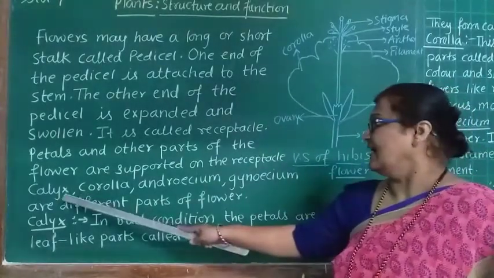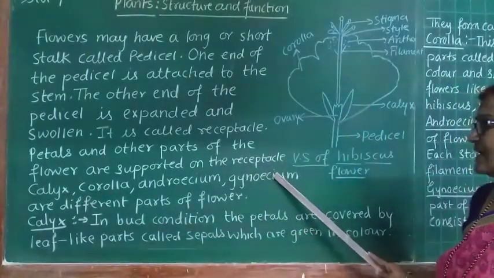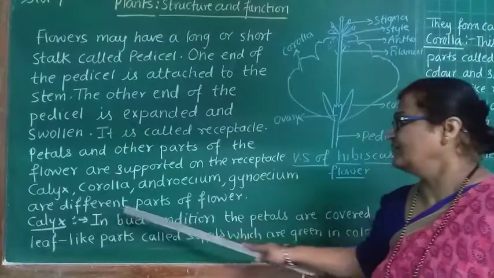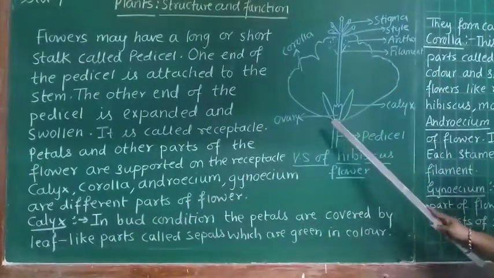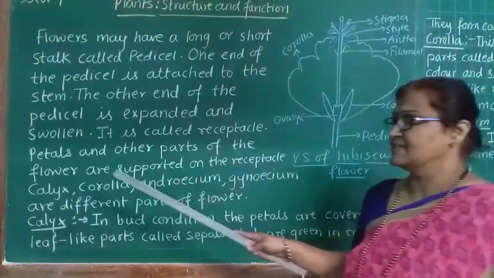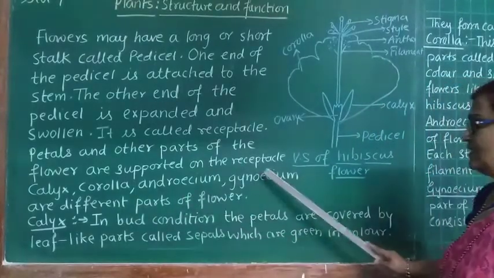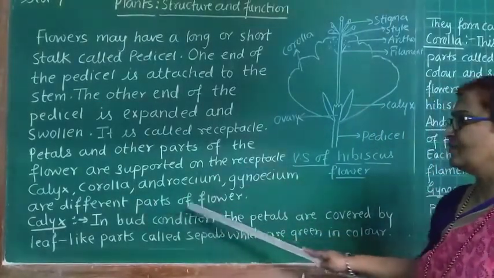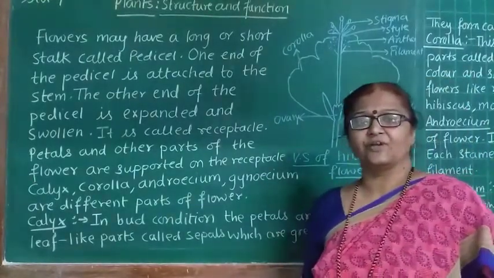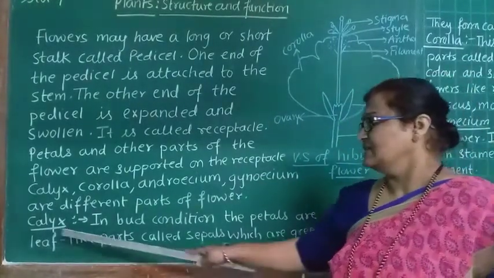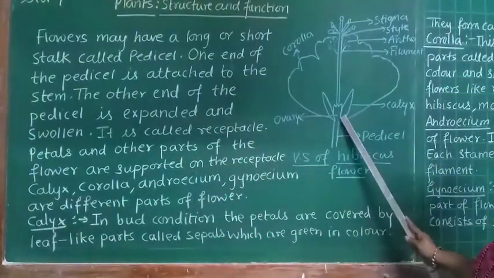Then see, they are calyx, corolla, androecium, gynoecium, the different parts of the flower. The receptacle supports the following parts: calyx, corolla, androecium, gynoecium. Now we are going to see the different parts of the flower. See here, first is calyx. Calyx comes here.